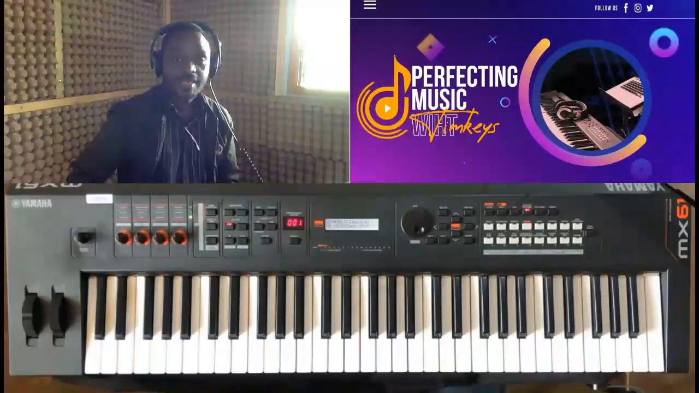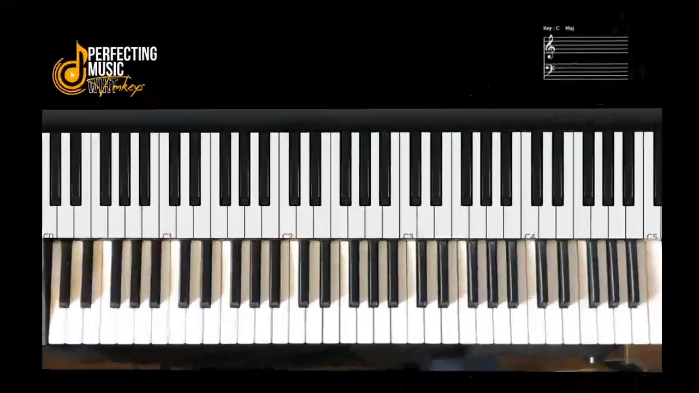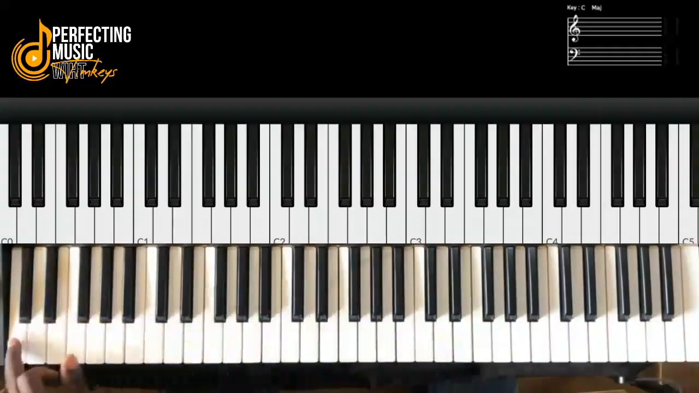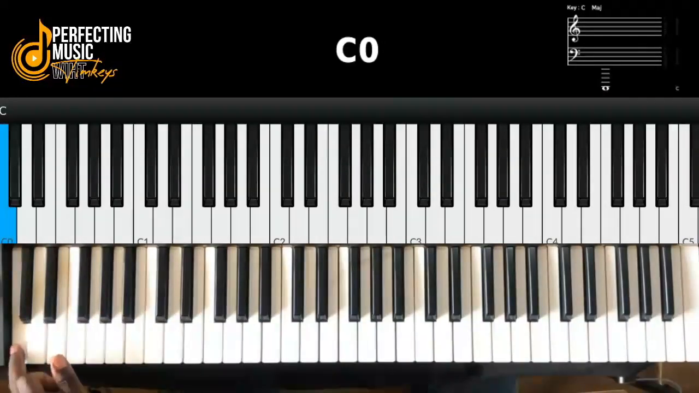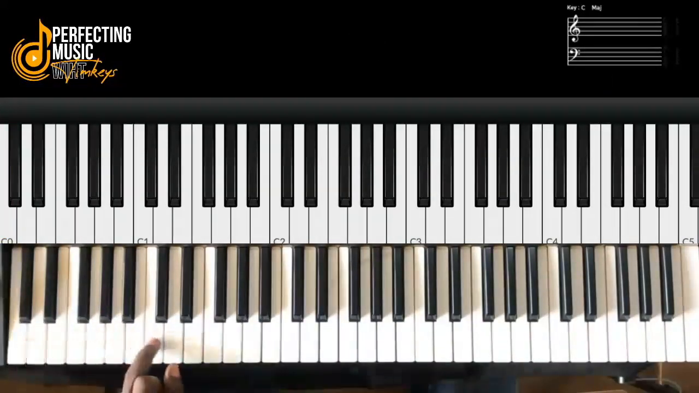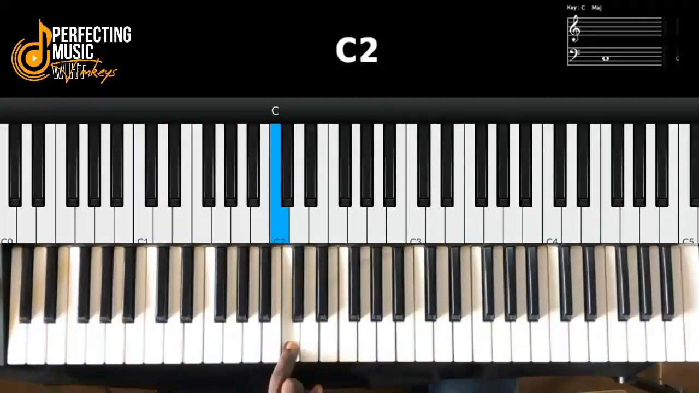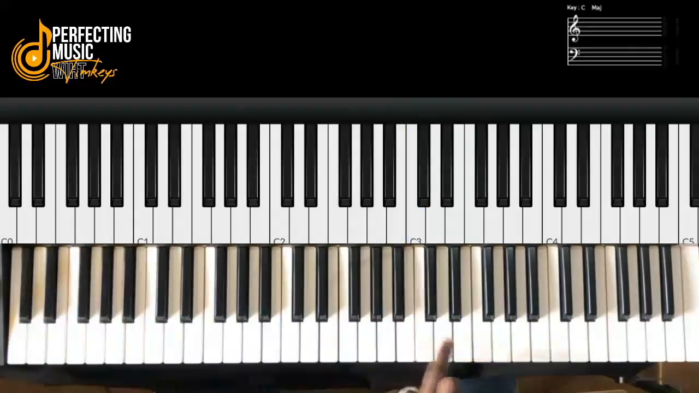Let me change this keyboard. You see that? That is C. And that is C. And this is C. And that is C. And then the last C, that is that.